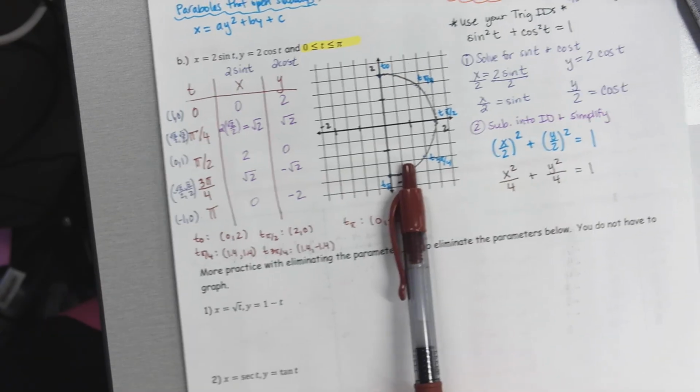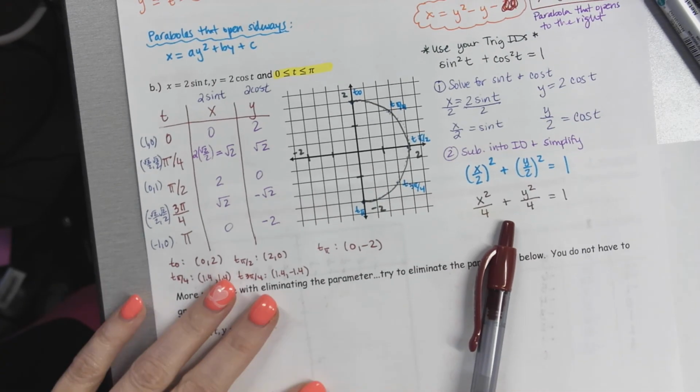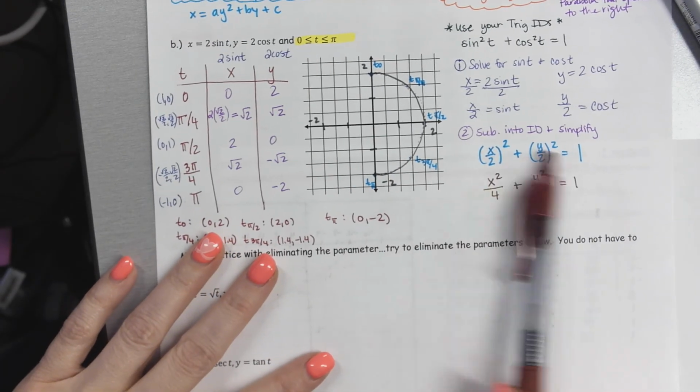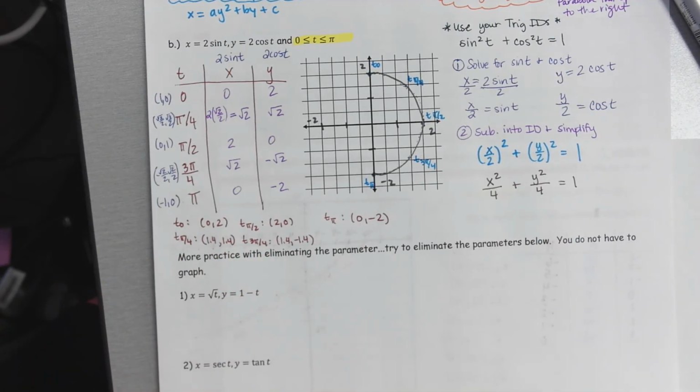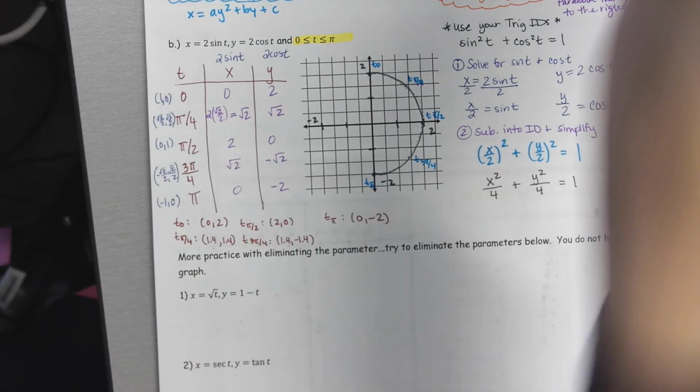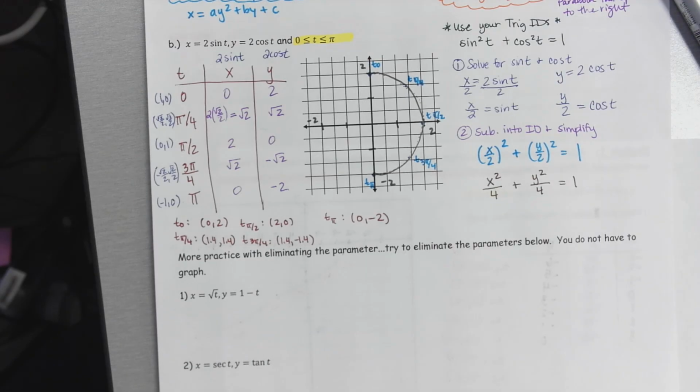Okay, now we know this is half of a circle and this should be the equation of a circle. It doesn't look exactly like one yet, but what can we do to both sides so it does look like the equation of a circle? Yeah, just multiply both sides by 4.